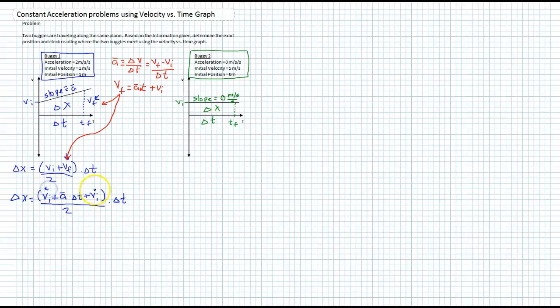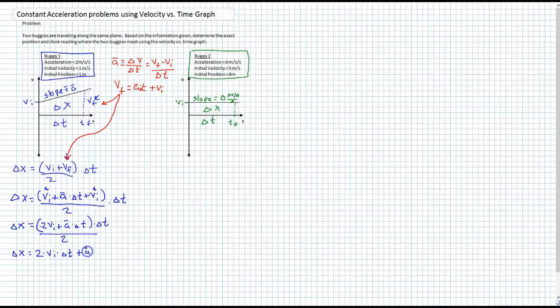What I'm going to do is just start breaking this down algebraically and simplifying the expression. I've got vi plus vi there, so that's going to be equal to 2 times vi. And then I've got a times delta t. And I still haven't lost that 2 yet. What I'm going to do is distribute the delta t's. So 2 times vi times delta t plus my acceleration times delta t, which I'll write that way, all over 2.